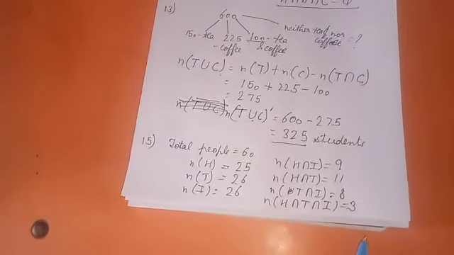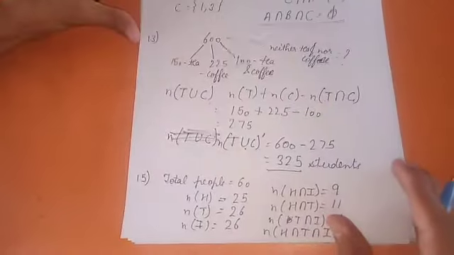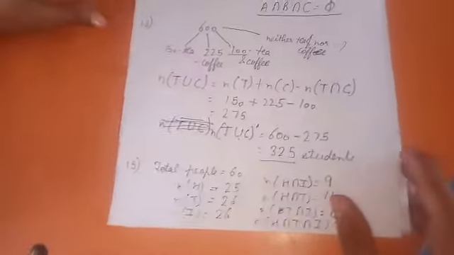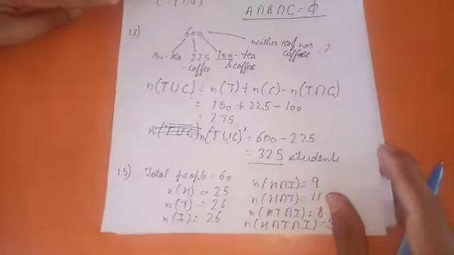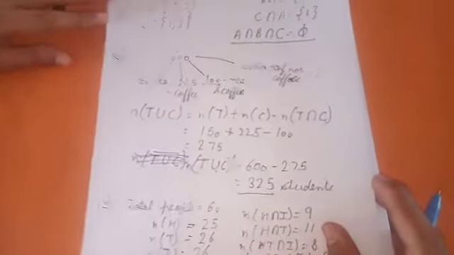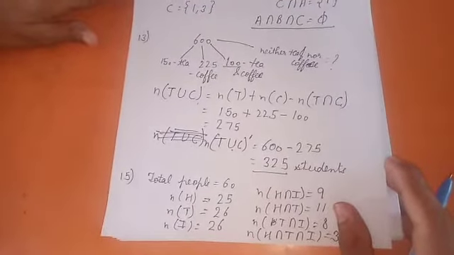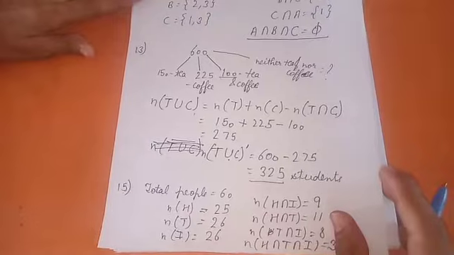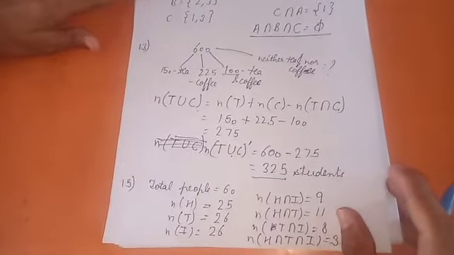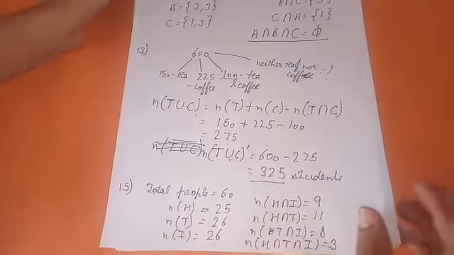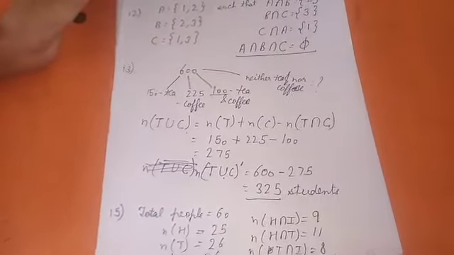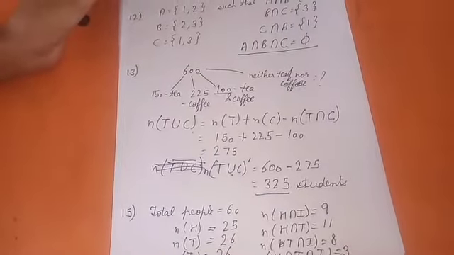Okay, it is the whole information provided to us. Okay, and now they are asking 2 things: the number of people who read at least one of the newspapers, and the number of people who read exactly one newspaper. Okay, so first of all, with the given information we are going to draw a Venn diagram.